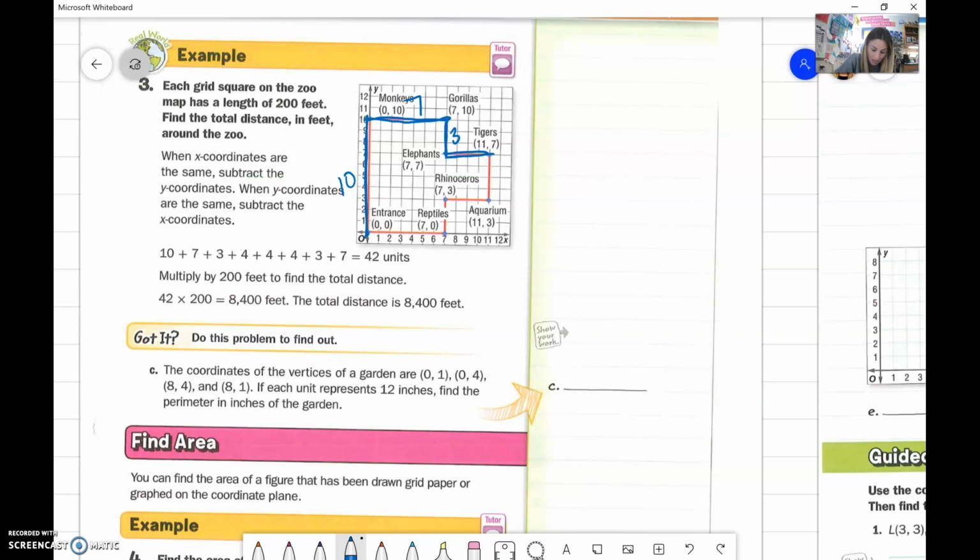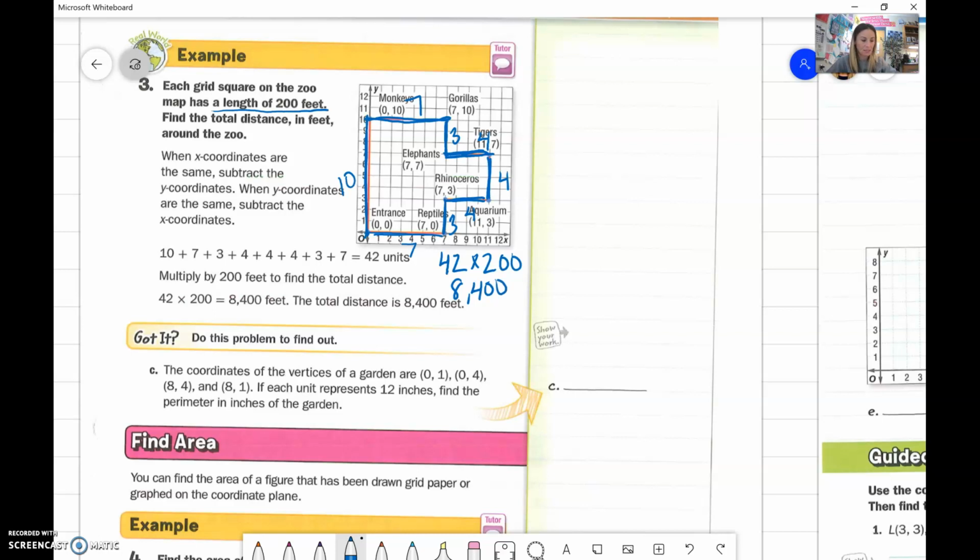From here to here, I see that my y coordinates are the same, so I'm going to subtract my x, which is 4. From here to here, I have 11 and 7 and 11 and 3, so the difference of 7 and 3. Here to here, I see that my y coordinates are the same, which means I'm going to take 11 and 7, which is 4. From here to here, I see it's 3. And then from here to here is 7. So when you add all those up, you'll see that you get 42. That's not going to be the units because it says each grid has a length of 200 feet. So you would have to multiply that by 200 to give you 8,400.